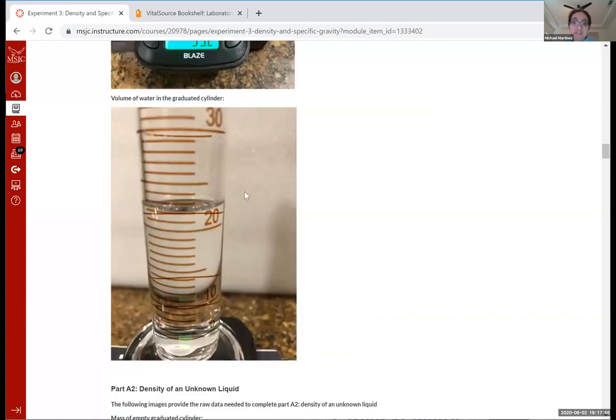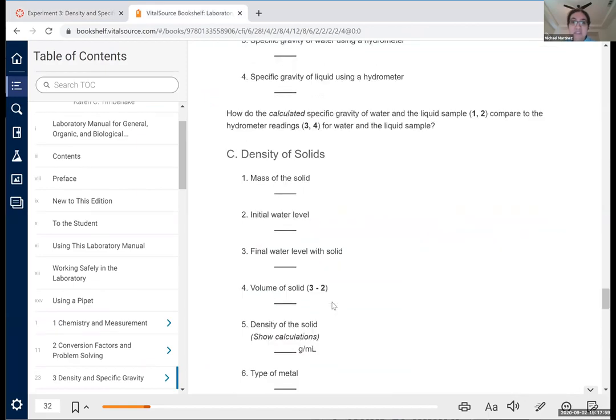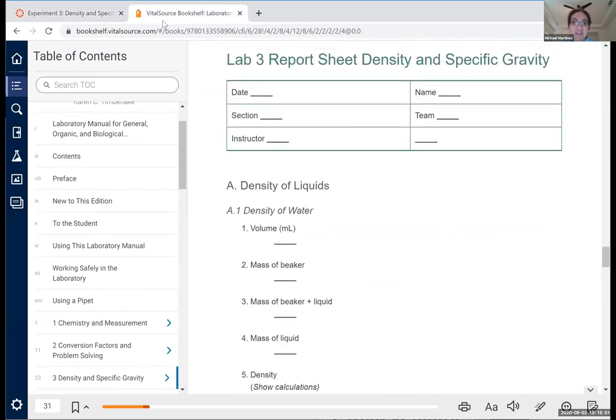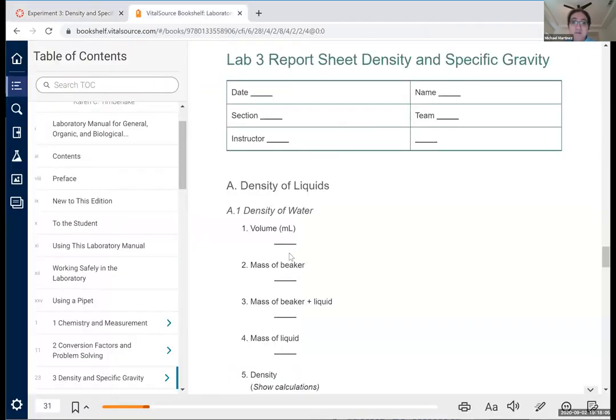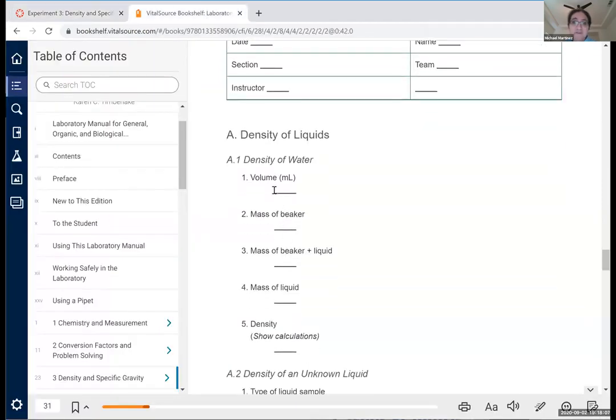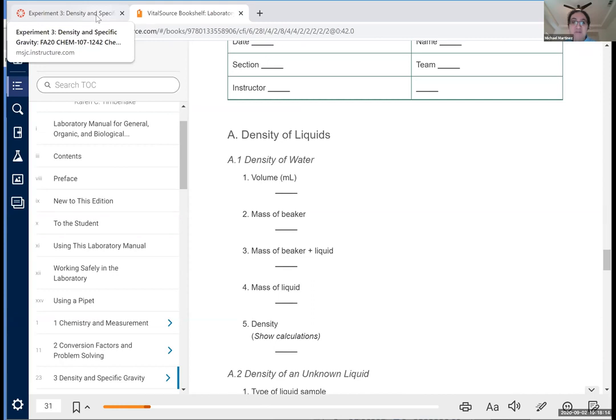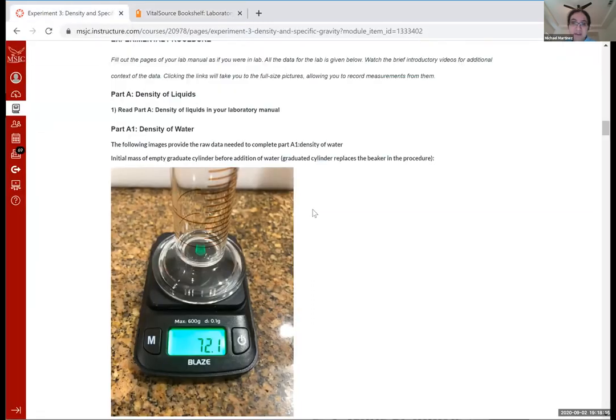Does it make sense what we're doing? So for part A1, does it make sense that each of the pictures I provided you gives you enough information to fill in the blanks in your laboratory manual? Does that make sense to everyone? So you're going to view the pictures and then you're going to fill in your lab manual with the measurements.